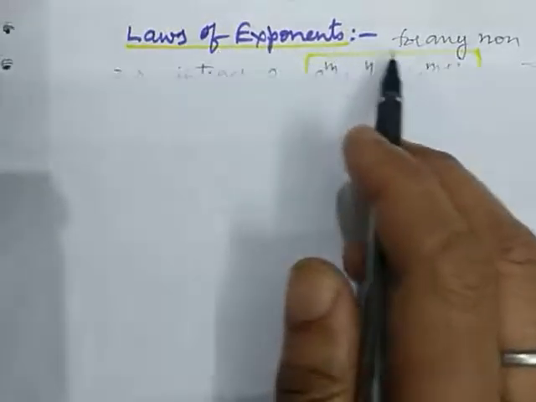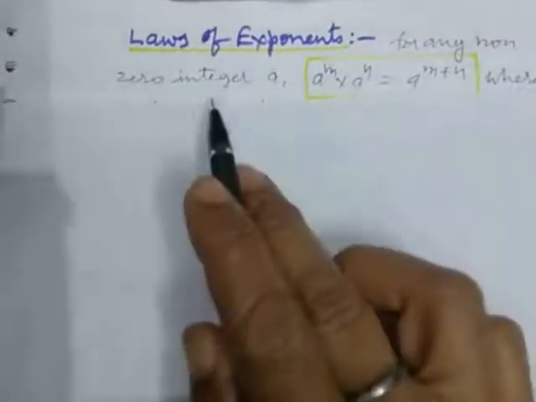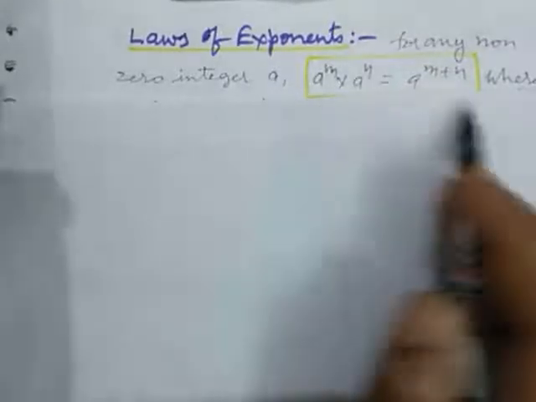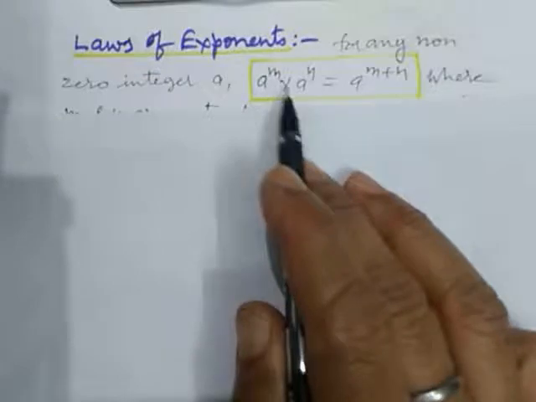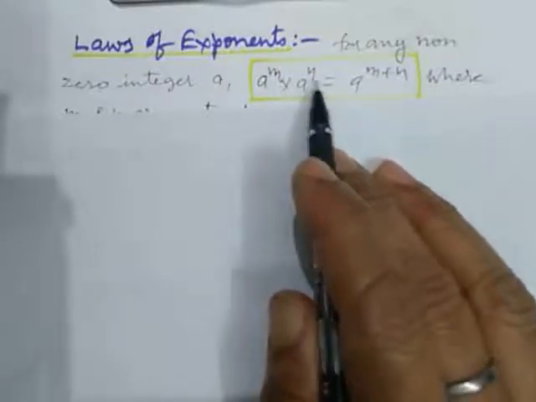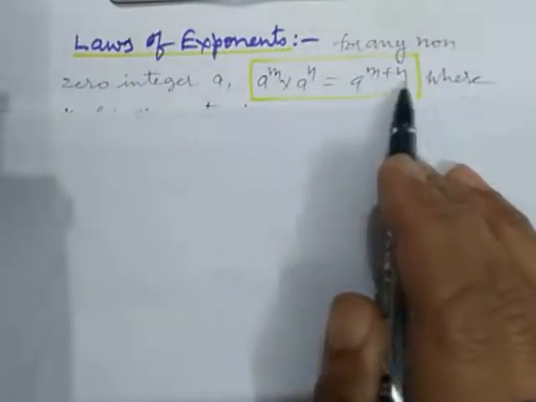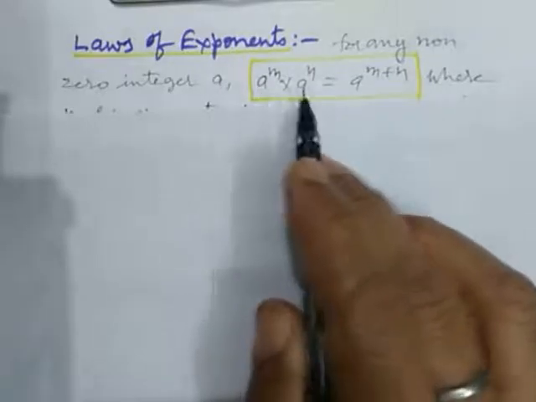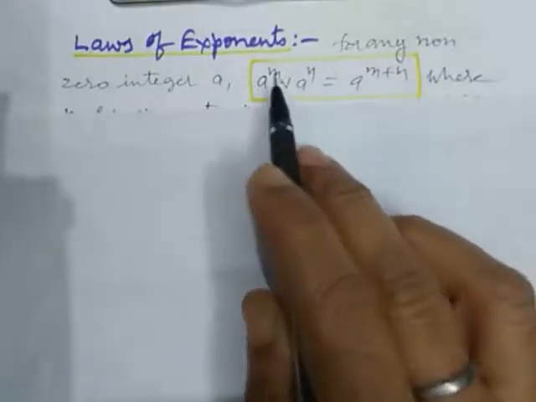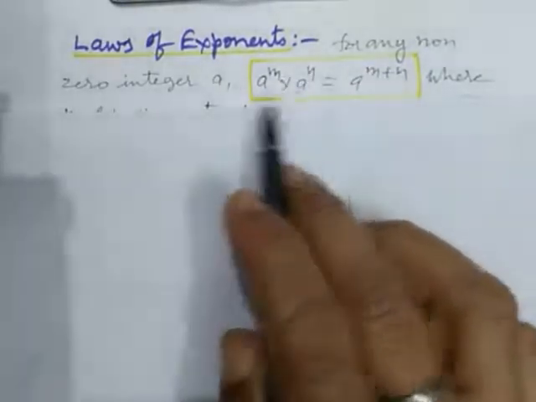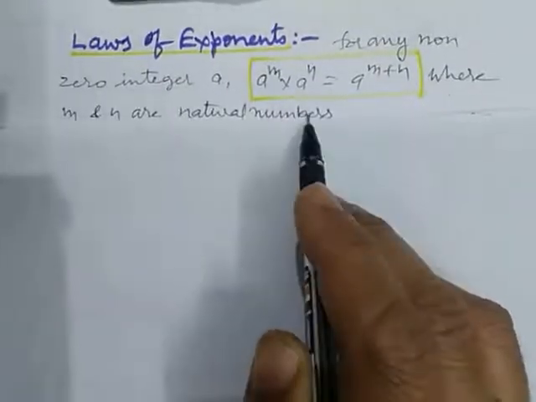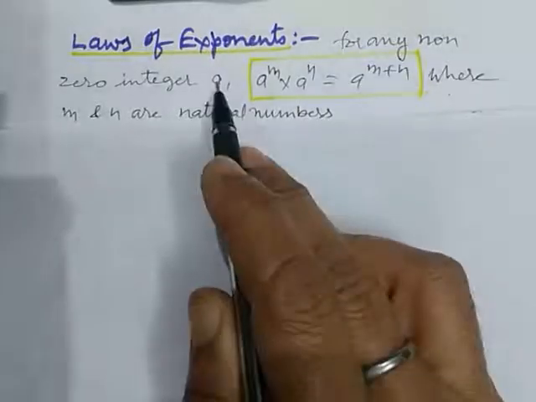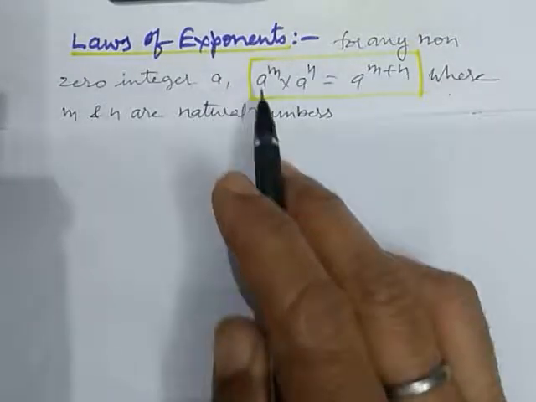Laws of exponents. For any non-zero integer a, we have the rule a raised to the power m into a raised to the power n equals a raised to the power m plus n. When the bases are the same, the powers are added. This is the law of exponents, where m and n are natural numbers, okay, and a is the non-zero integer.